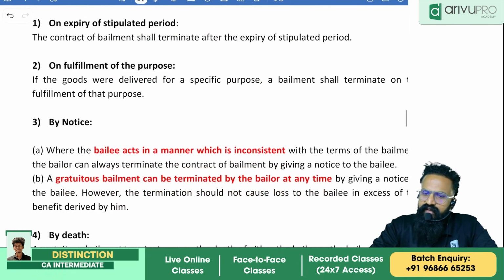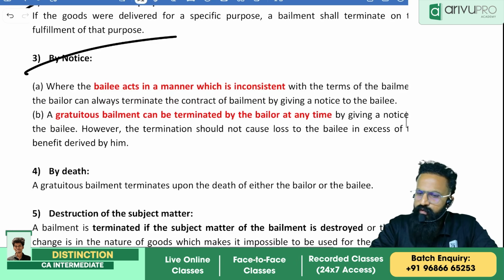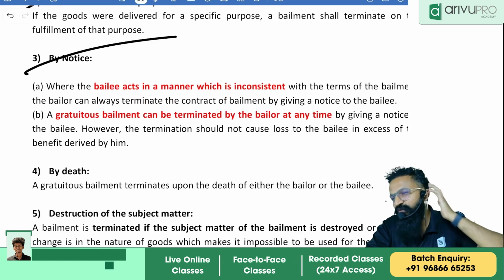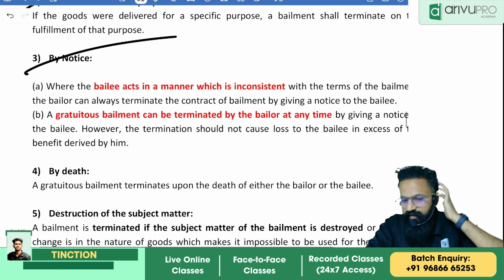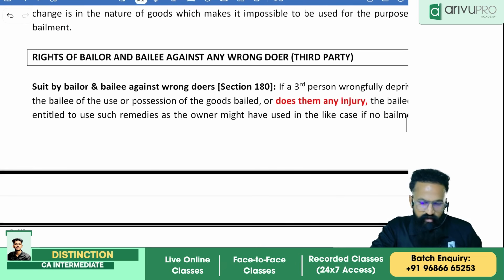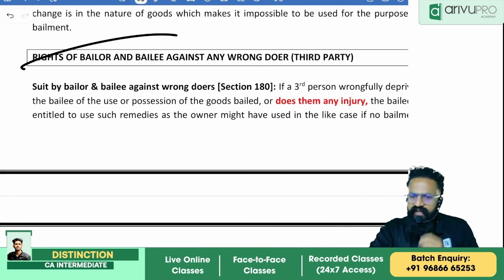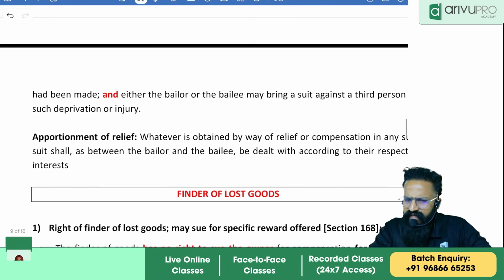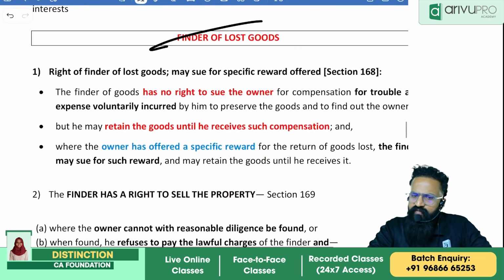Termination of bailment: after the period, after the purpose, by notice. By notice only for gratuitous; non-gratuitous cannot be done. By death and by destruction of subject matter. By void contract. Rights of bailor and bailee against any wrongdoer. Both of us can file a case. Yes or no?